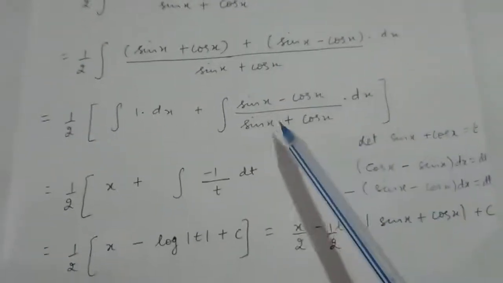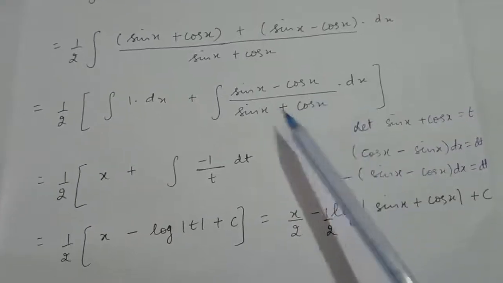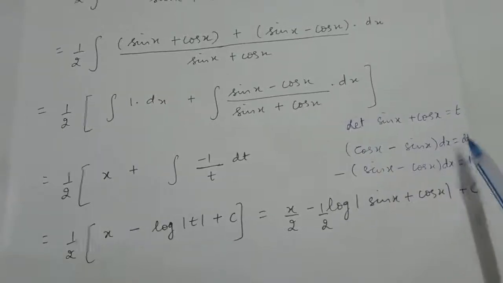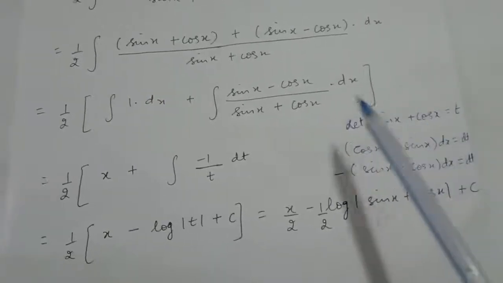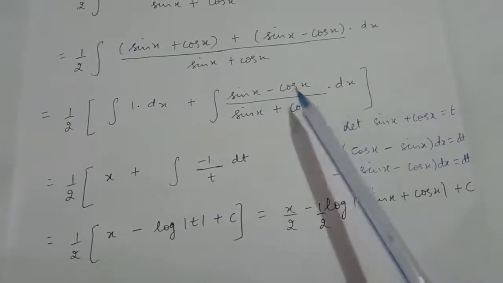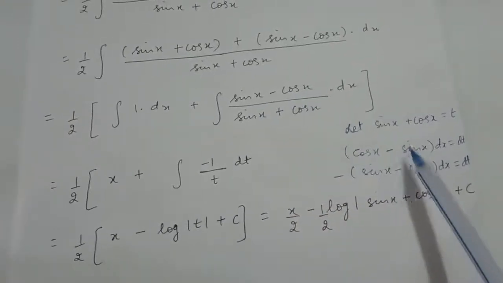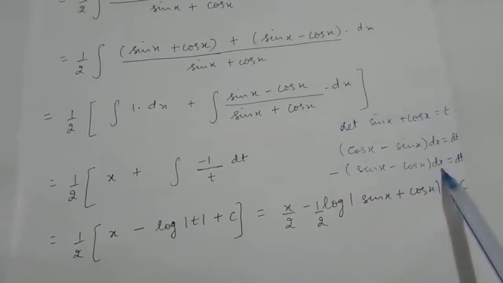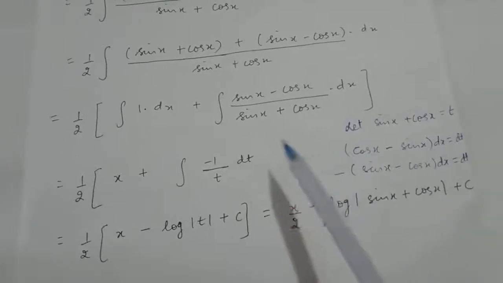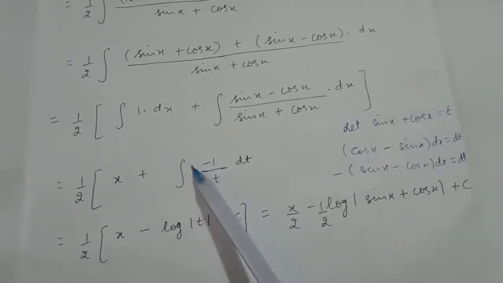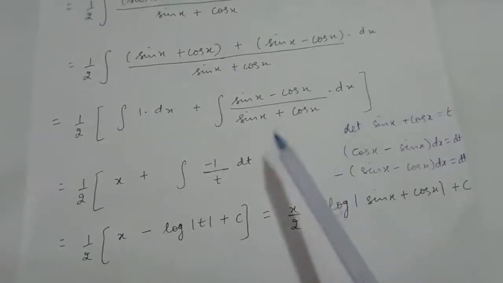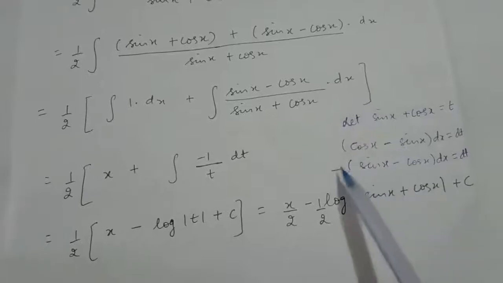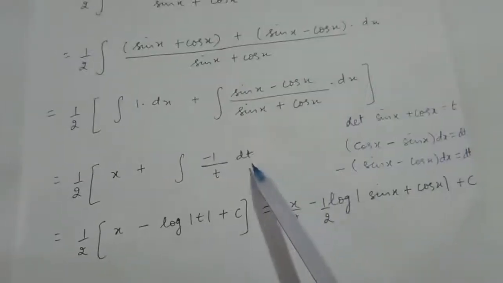So see, for this integral, let this denominator be t. So you will get cos x minus sin x into dx equal to dt after differentiating both the sides. Now in the numerator we have sin x minus cos x. So take minus common from both of these terms. So you will get minus in the bracket sin x minus cos x into dx equal to dt. Now substitute in the integral. So you will get integral, sin x plus cos x will be t, and sin x minus cos x into dx will be minus dt, right?